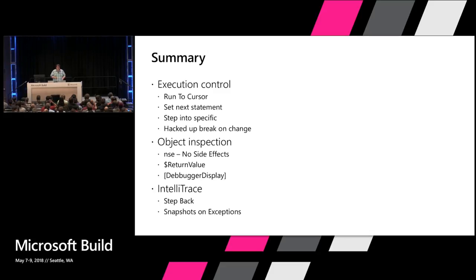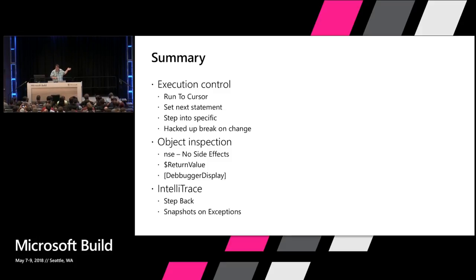Specifically, we looked at how you can control the execution of your application using run to cursor and step into specific, which is really useful and one of the more hidden features. There's object inspection as well, so no side effects. Again, a lot of these demos are obviously contrived, five lines of code. That's because if we had to sit here and go for a real bug, we'd probably only get one tip done, as we'd spend two hours explaining a complicated application.